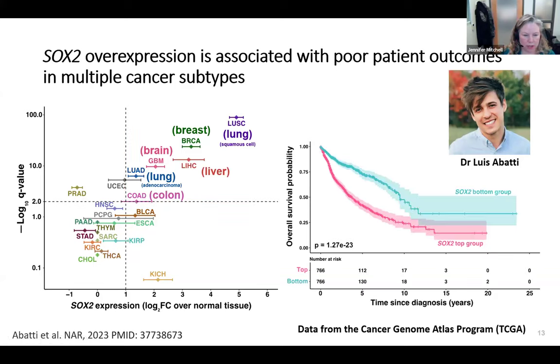He also looked at how this would affect patient survivability and found that for patients in those cancers where they don't normally express SOX2 in the normal tissue and they overexpress SOX2, they're in the group that has a worse prognosis and a lower survival over 5 to 10 years. And so we thought it was really important to look at the regulatory mechanisms.